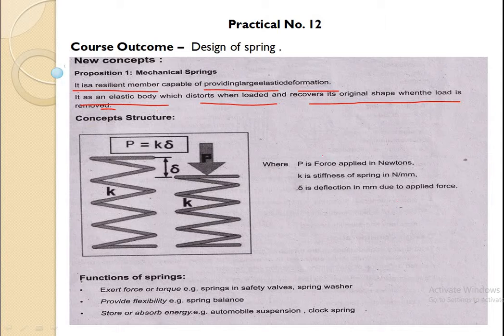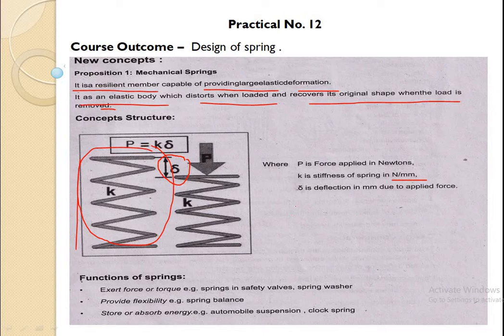So if we see through the pictorial representation, this is a spring. K is the stiffness of that spring. Now K is the spring material property. K varies from material to material, which is given in Newton per mm, and P is the load applied on this spring. Now this is the original length of the spring. When we apply a load of P Newton on this spring, it undergoes a deformation of delta.